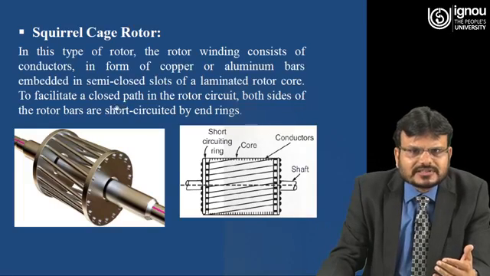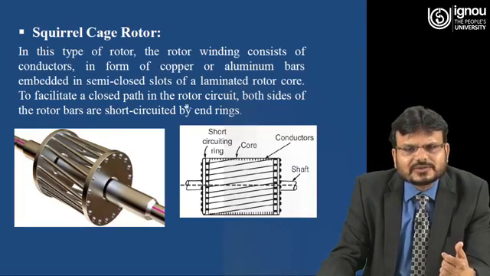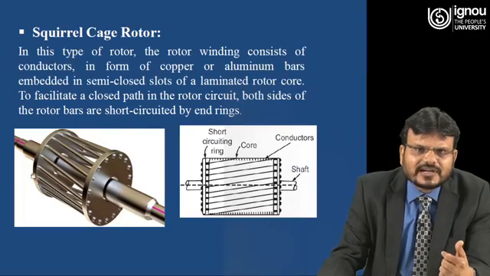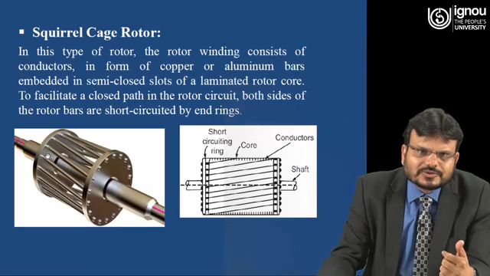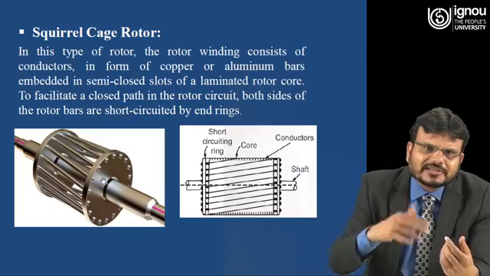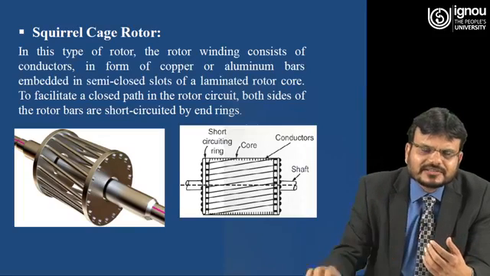To facilitate a closed path in the rotor circuit, both sides of the rotor bar are short circuited by the end ring. Here you can see this one is a shaft and this one is a squirrel cage rotor, and this one is basically the rotor conductor. You can see it is just like a rod of copper, and here by the end ring it is short circuited, so it will make the complete circuit.